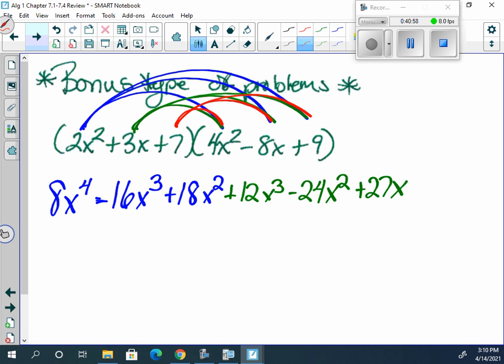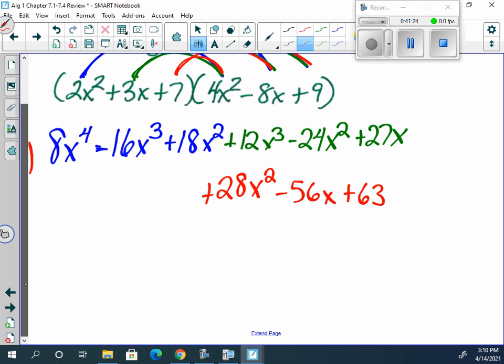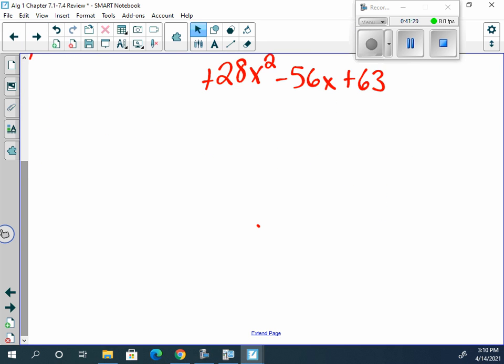And the last one we have would be 7 times 4x squared should be plus 28x squared, because 7 times 4 would give us 28, and we still have our x squared. Now 7 times negative 8x, well, 7 times negative 8 would be negative 56x. And lastly, 7 times 9 would be plus 63. Now at this point here, we would need to combine our like terms.